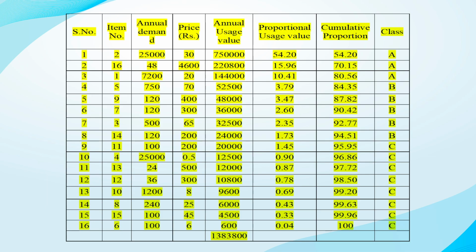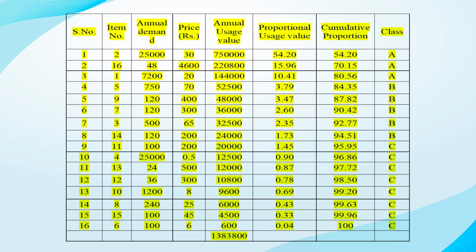So likewise, we have this column by addition of the previous columns. So item number 6 is coming in the 600. It is a total cumulative addition of those, that is 1383800. So this is the annual usage value and its cumulations.